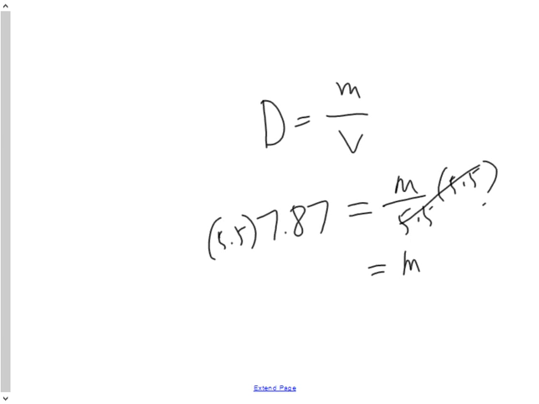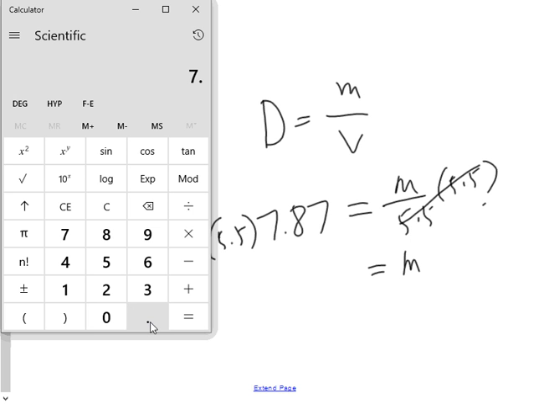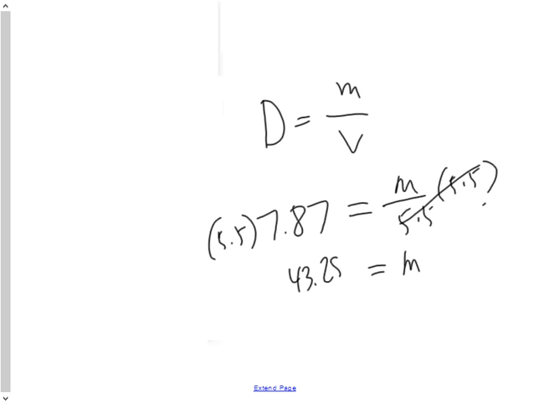7.87 multiplied by 5.5 is 43.285. Since it's a terminating decimal, we will use all of our decimal points there. It's a story problem, so we'll put a therefore symbol. The mass is 43.285 grams.